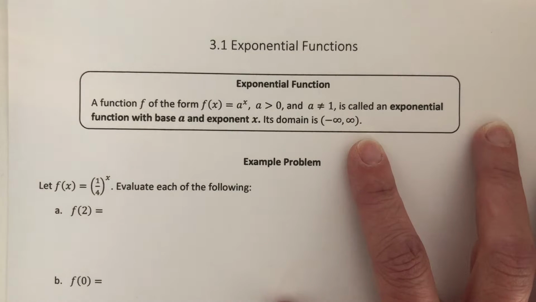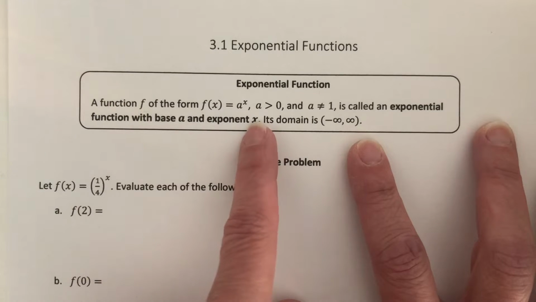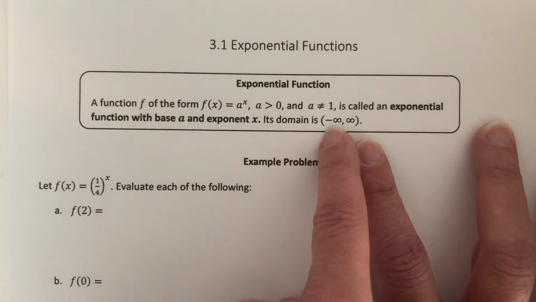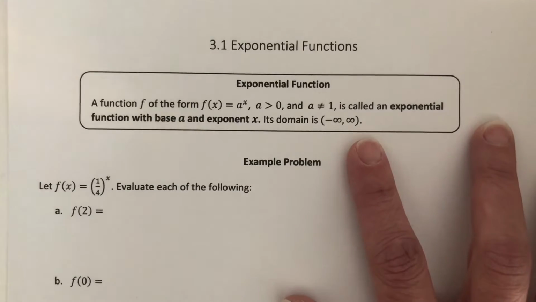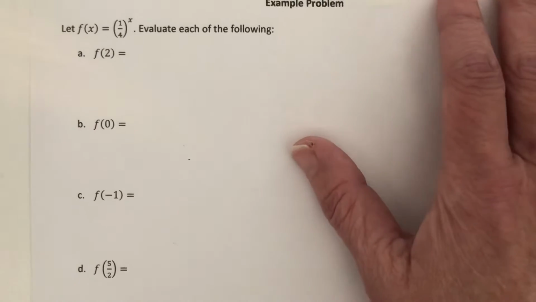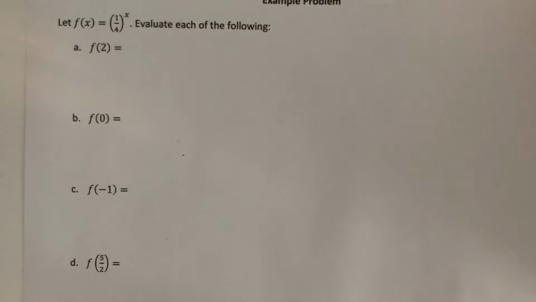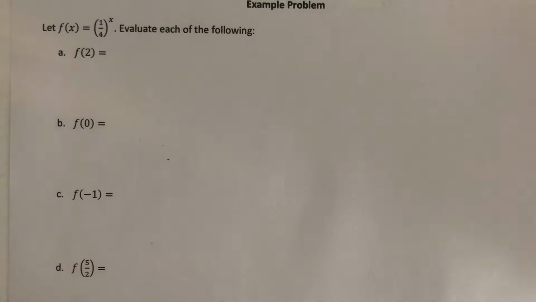It's called an exponential function with base a and exponent x, and the domain is negative infinity to positive infinity. We can plug in any number we want for x and it's going to be valid. So let's just start by calculating some of these. Let's say our f of x is 1/4 to the x power, and we're asked to evaluate these.